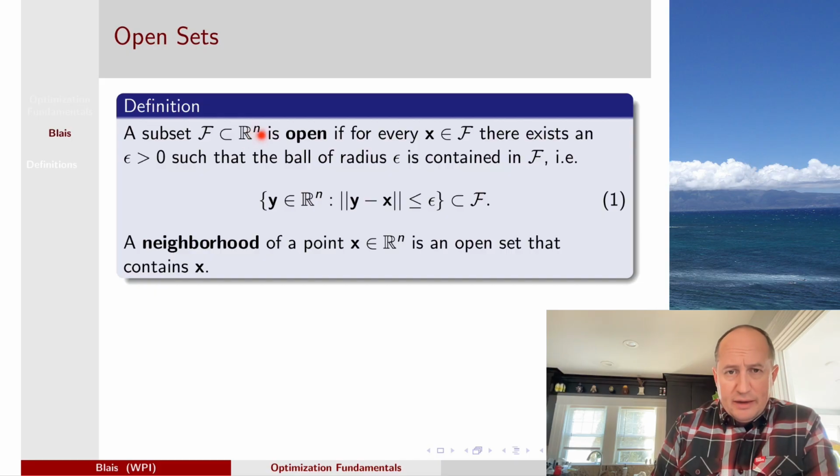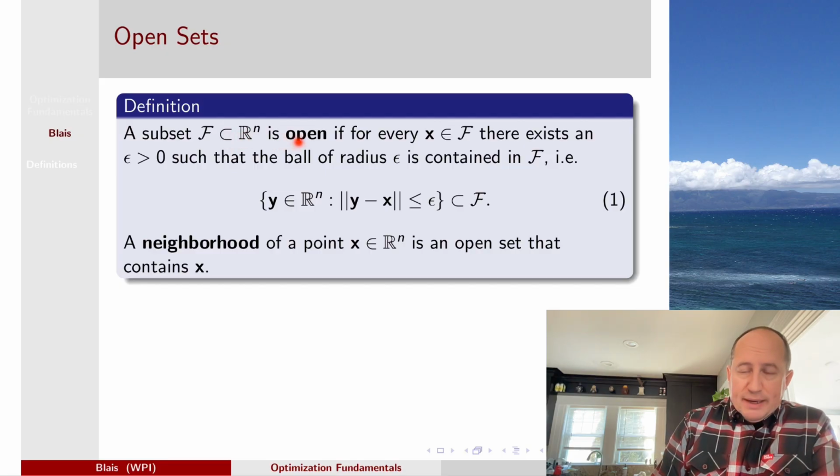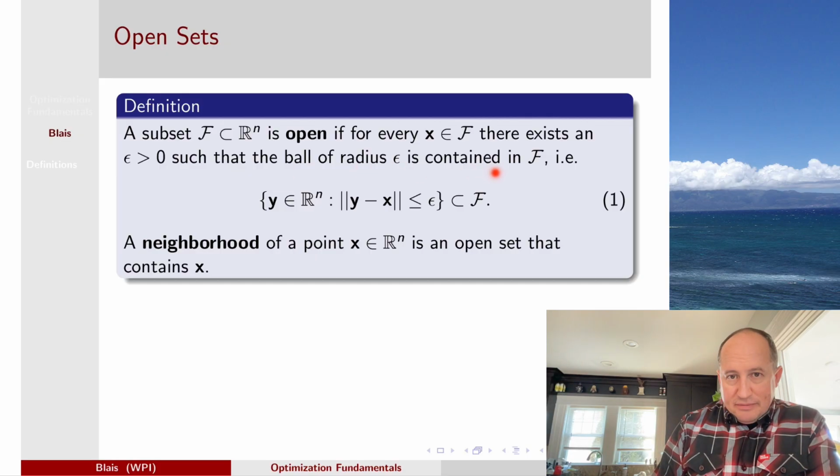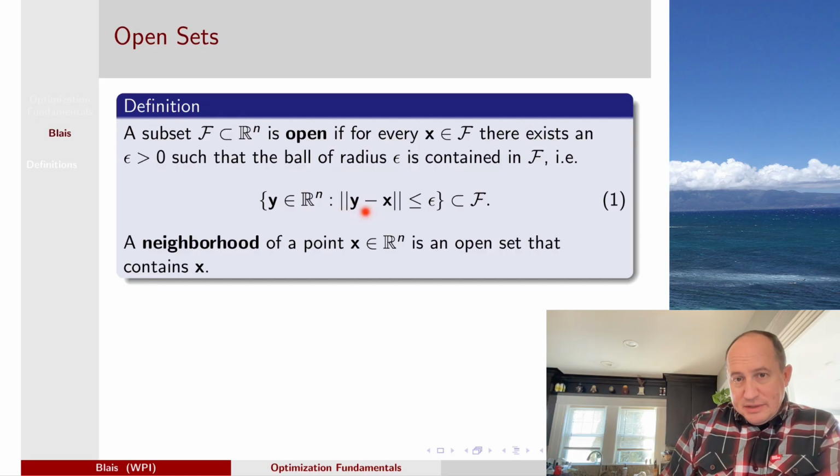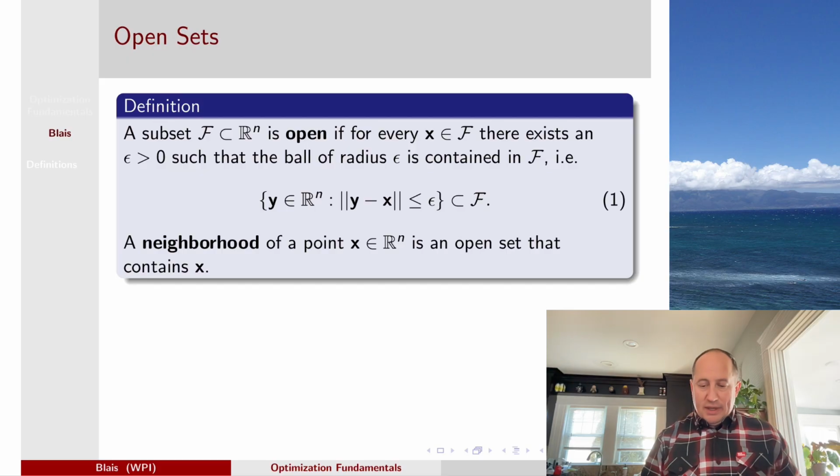So we're working in Rn, so n-dimensional space. A subset F contained in Rn is open if for every x in F, so every n vector of real entries, there exists an epsilon greater than 0 such that the ball of radius epsilon is contained in F. Mathematically, that's the set of vectors y in Rn such that the norm of the difference of y and x is less than epsilon. That set lies within F.